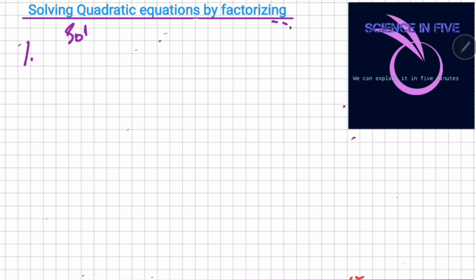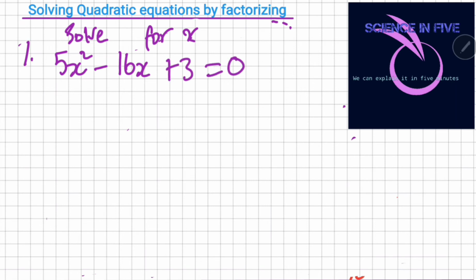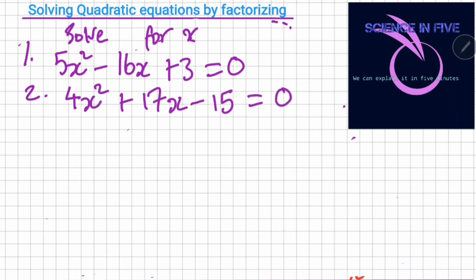So solve for x. Number 1 says 5x squared minus 16x plus 3 equal to 0, and number 2, 4x squared plus 17x minus 15 is equal to 0.